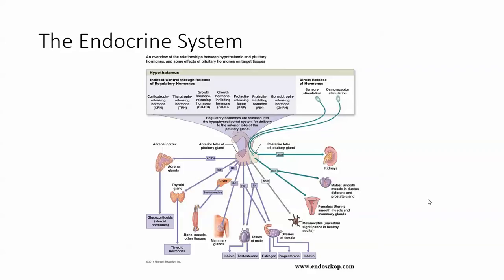First of all, we have the hypothalamus, and this has indirect control through release of regulatory hormones. These are called hypophysiotrophic hormones because they're formed in the hypothalamus. And there's corticotropin releasing hormone, thyrotropin releasing hormone, growth hormone releasing hormone, growth hormone inhibiting hormone.